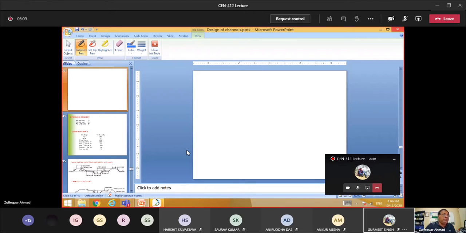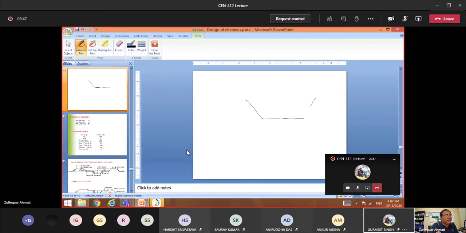Whatever methodology we have discussed, I think we have discussed the tractive force approach for clear water, the Kennedy method, the Lacey method, and the Englund and Hansen method for the design of alluvial channels carrying sediment load. So if you have a discharge, sediment size and sediment load, you can invoke such methods and design this section.